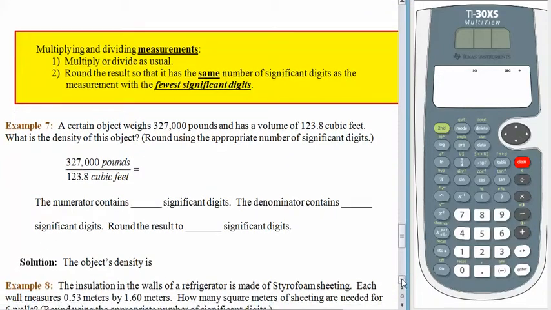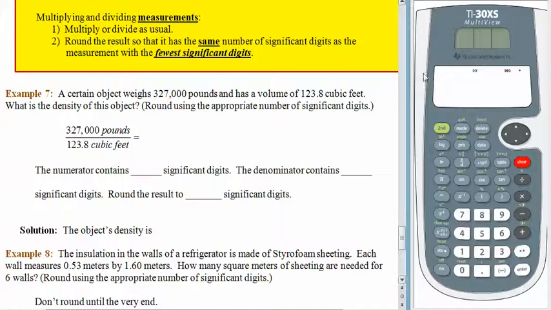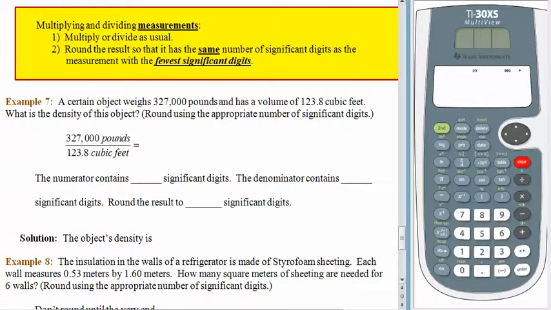The rules for multiplying and dividing are a little bit different. The first thing that we're going to do is, just like we did before, save all of the rounding until the very end. We've been doing this throughout many of our lessons, making sure that we don't compound error by rounding in the middle of our calculations. But when we get all done, after we've multiplied or divided measured quantities, we want to round the result so that it has the same number of significant digits as the measurement that has the fewest significant digits. So this is not decimal places like we had before. We're just going to count significant digits.